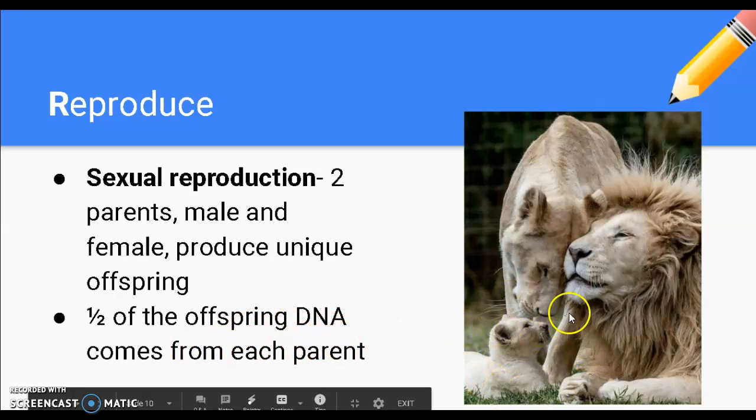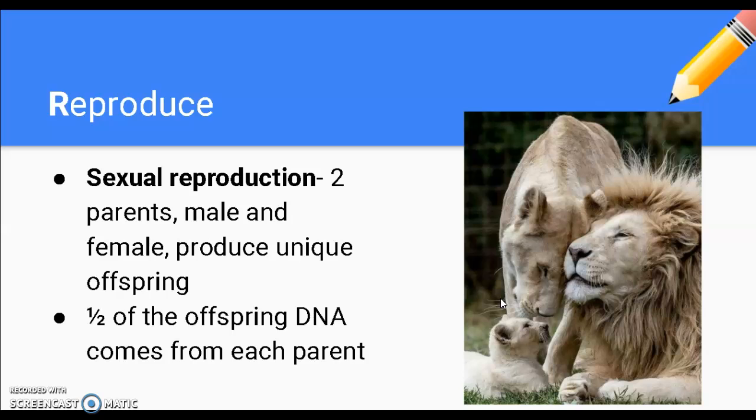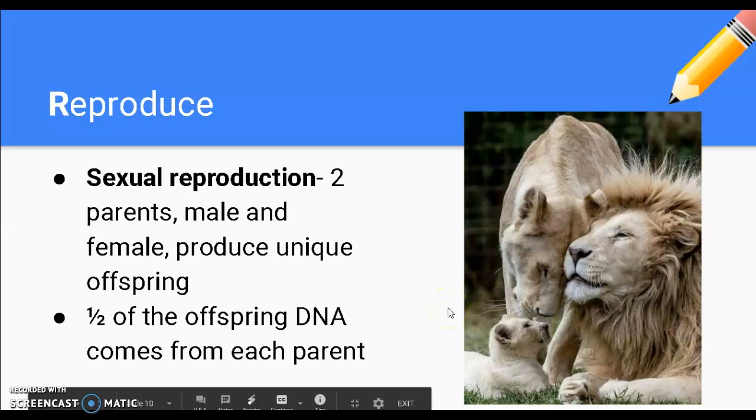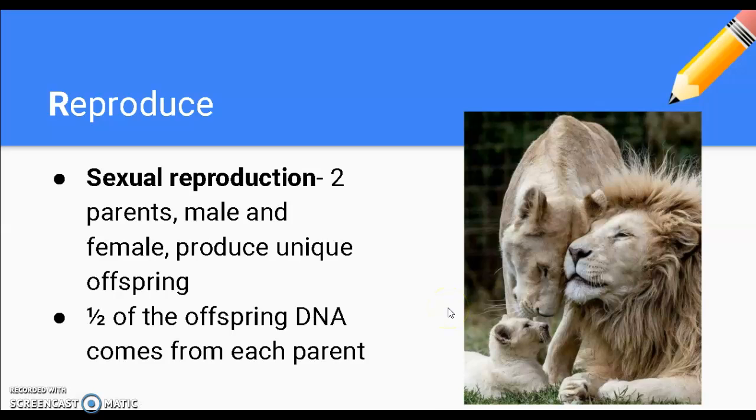So we have this lion cub here, and the female lion and the male lion. This lion cub's DNA is 50% from the female and 50% from the male. So this lion cub's DNA is slightly different than either one of its parents. It's a combination of both. So it makes the offspring genetically unique. For example, you might look a little bit like either one of your biological parents, but you don't look identical.